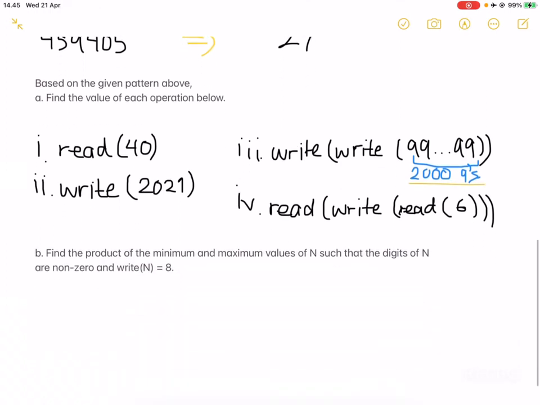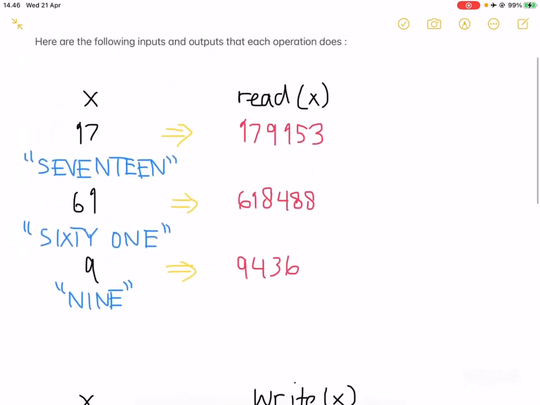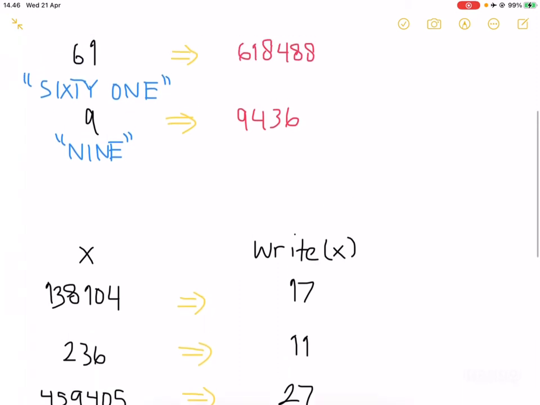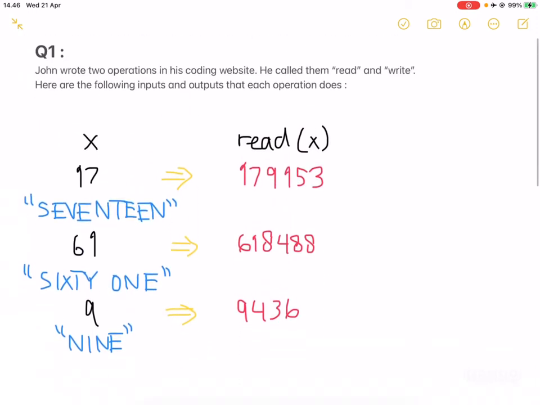And then for part B, we need to find the product of the minimum and maximum values of n such that the digits of n are non-zero and the write evaluated at n is equal to 8. All of these questions are strongly related to the pattern behind each operation here, so I'll just reveal the pattern.